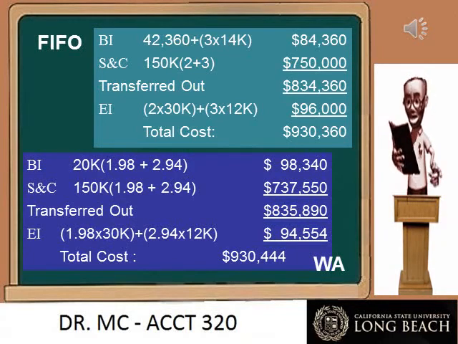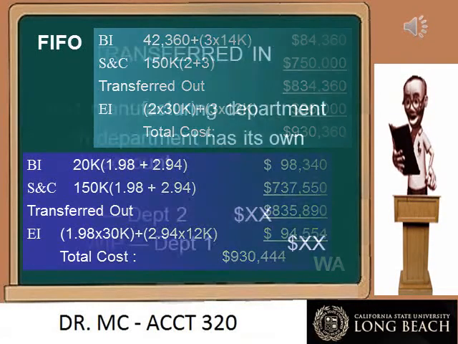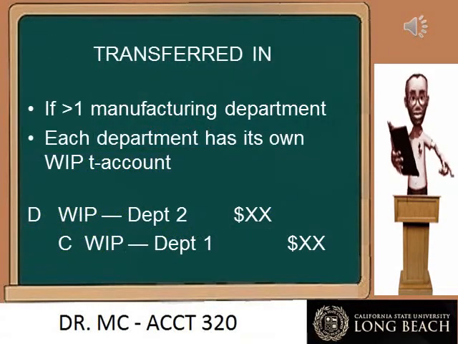We are now going to talk a little more about the situation where a firm separates its factory into multiple departments. Each department has its own work in process account. When the first department calculates the cost of the units that it produces and sends that cost to the second department, the firm credits the T account of the department which is finishing the units, and it debits the T account of the department which is starting the units.